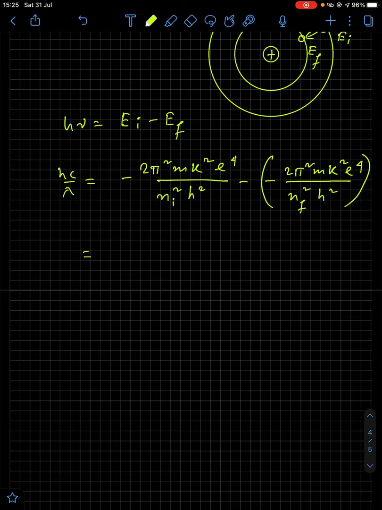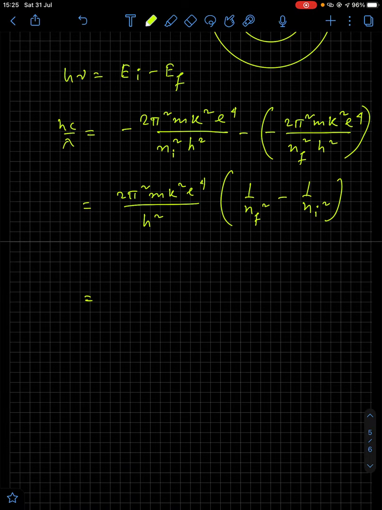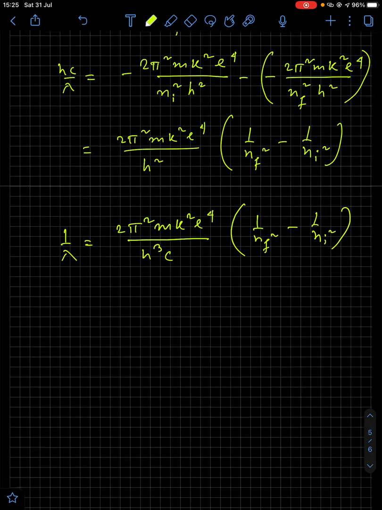Now the second quantity is positive, right? So you can write down 2 pi square m k square e to the power 4 divided by h square, and you have 1 by nf square minus 1 by ni square. Now from the left side you can bring this hc, to get h cube c, and here you have 1 by nf square minus 1 by ni square.